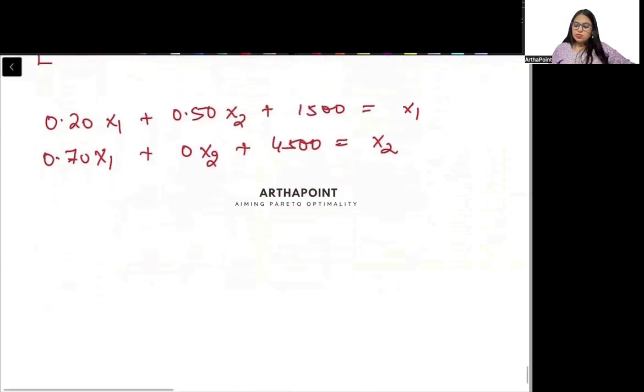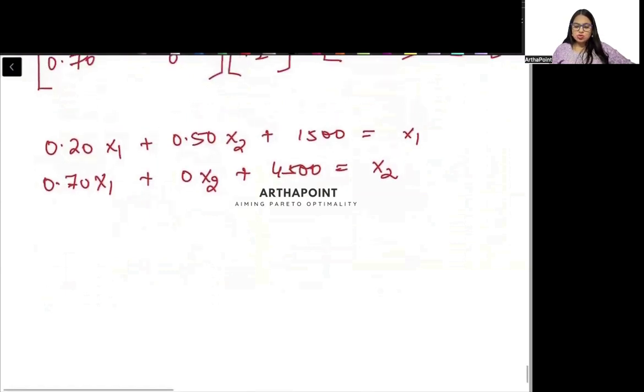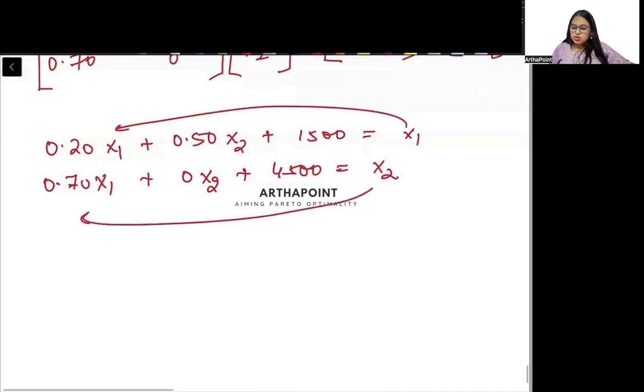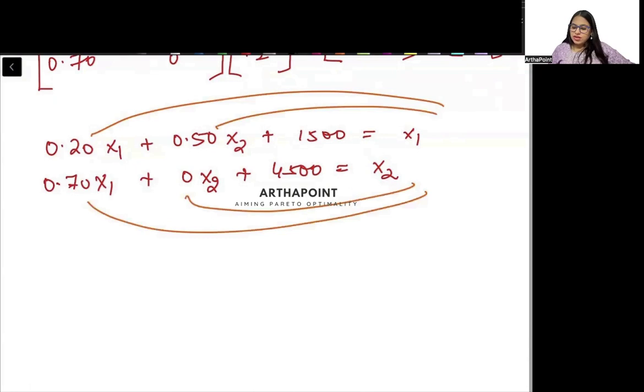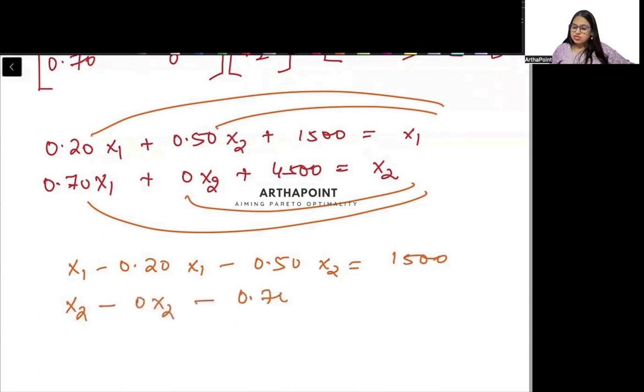Right. Now what we need to do is solve for the value of X. So this is pretty simple, beta. You can just get these X terms here, or reverse, matlab udhar le jao. So you will get X1 minus 0.20 X1 minus 0.50 X2 is equal to 1500. X2 minus 0 X2 minus 0.70 X1 is equal to 4500.